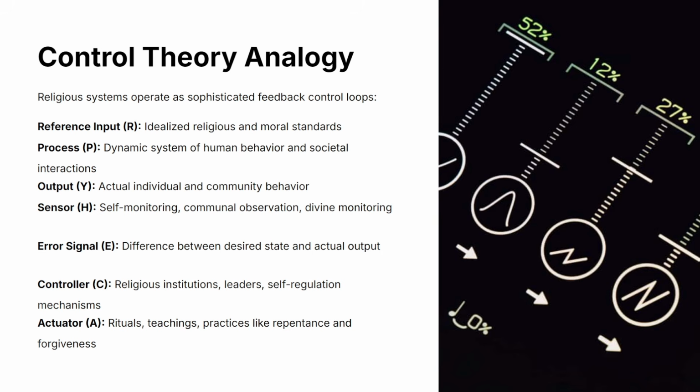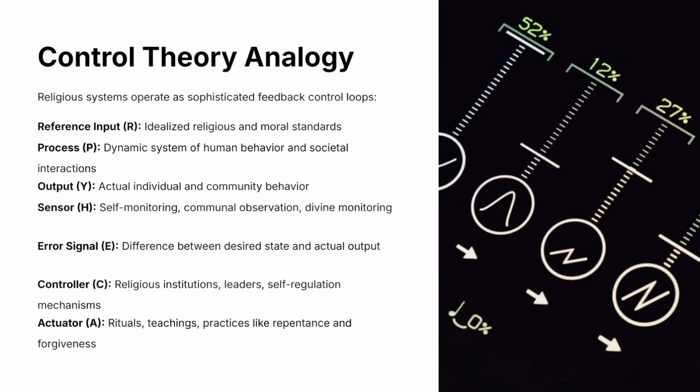Then we have the process, which is the real world system, human behavior and social dynamics, complex, ever changing, and often unpredictable. And then we have the output, which is what we actually observe, how individuals and community behave in practice. We have also sensors, which could be personal conscience, communal observation, or even the idea of divine surveillance. This actually monitors output and compares it with the standard.